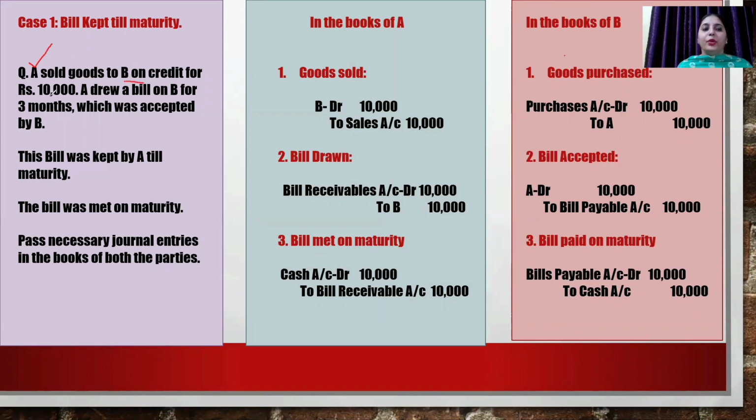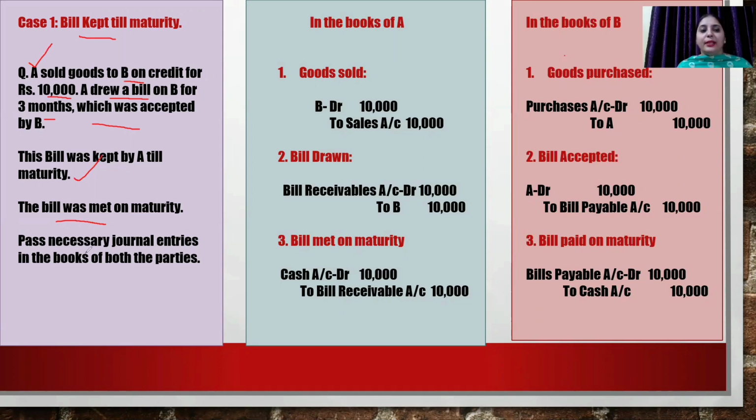Now, in this case, we have a seller A who sold goods to B on credit for rupees 10,000. A drew a bill on B for 3 months. The tenure of the bill is 3 months, which was accepted by B. The bill was kept by A till maturity. So, this is our case 1, where the bill is kept till maturity. This bill is met on maturity. Payment received on the due date.